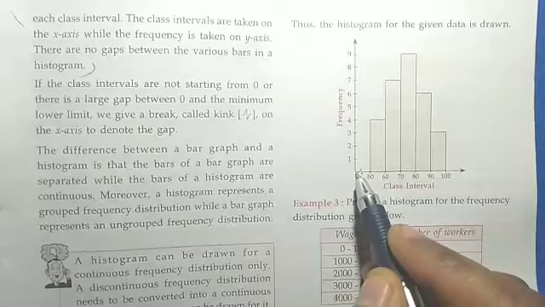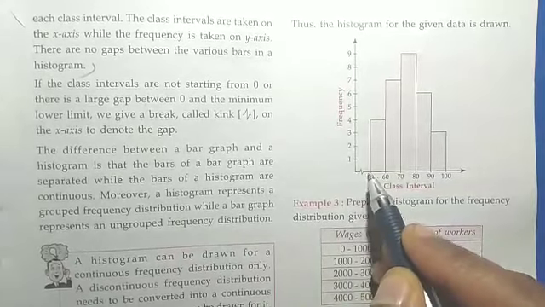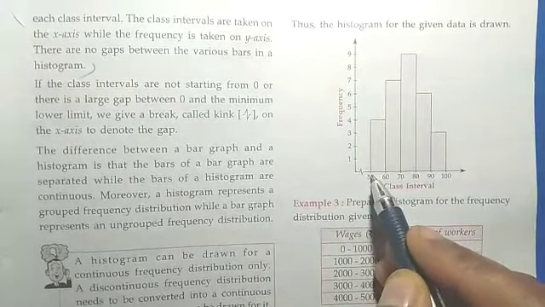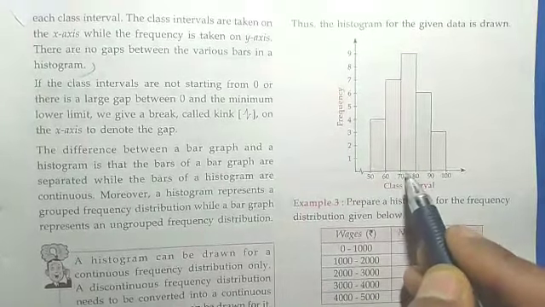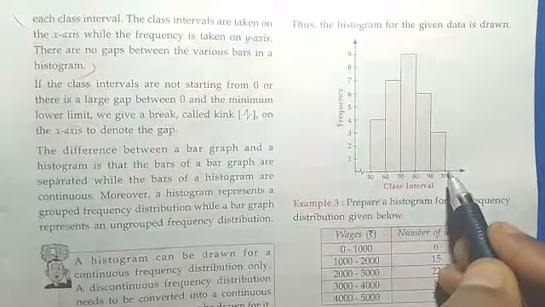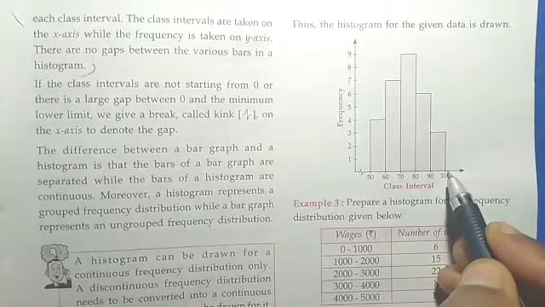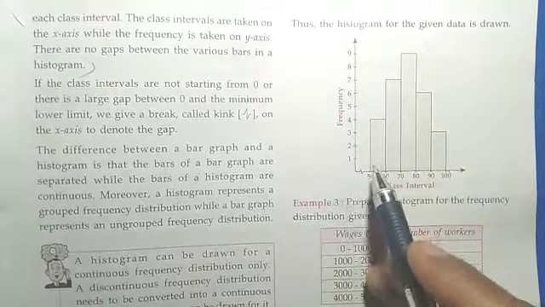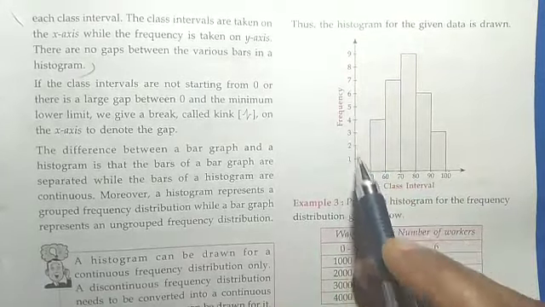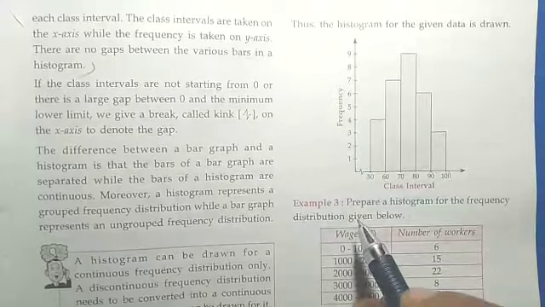And this one is 0, and we will mark start from 50 only, because in our question it is starting from 50. 50 to 60, 60 to 70, 70 to 80, 80 to 90, 90 to 100 are the given class intervals. And frequency we will mark on the y-axis: 1, 2, 3, 4, 5, etc. We can mark up to 9 only here in this question.